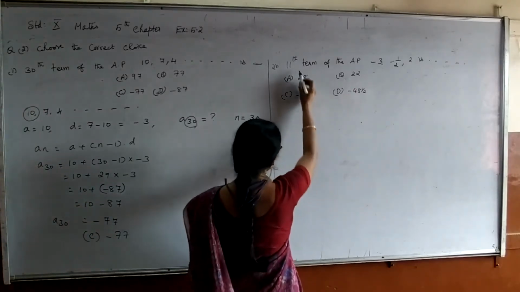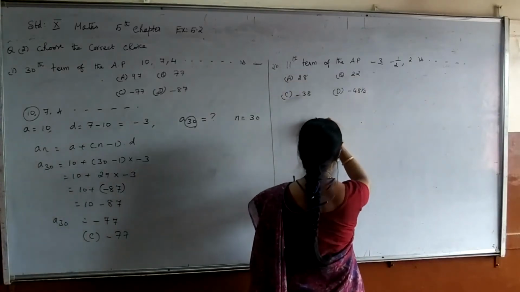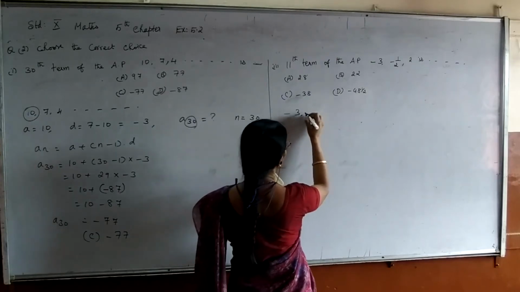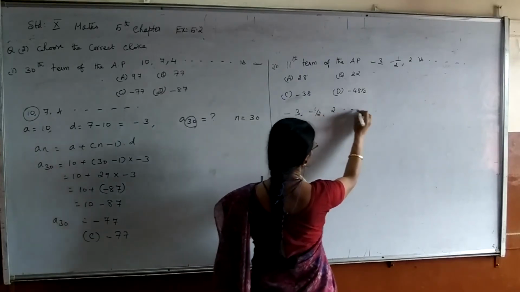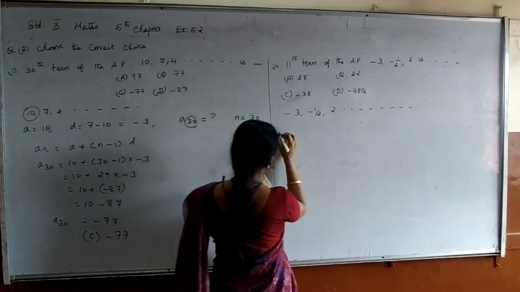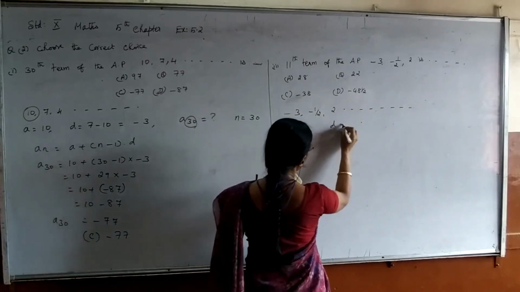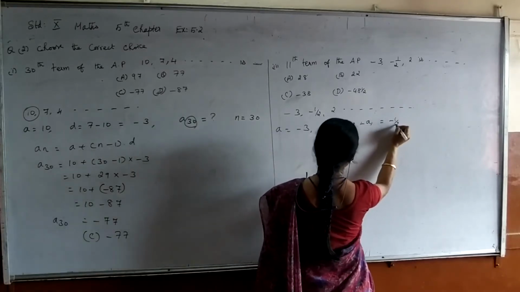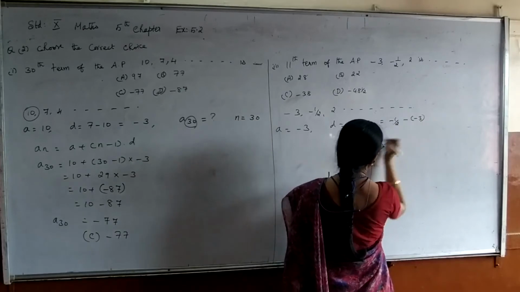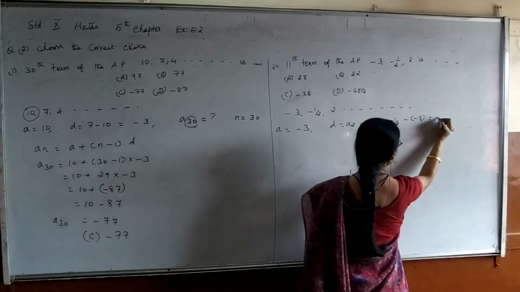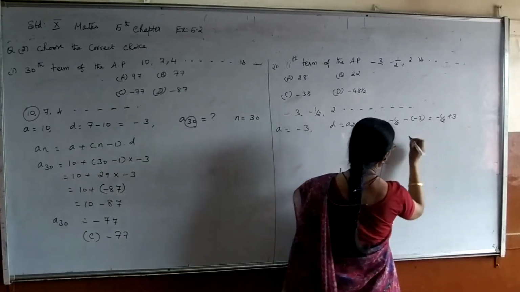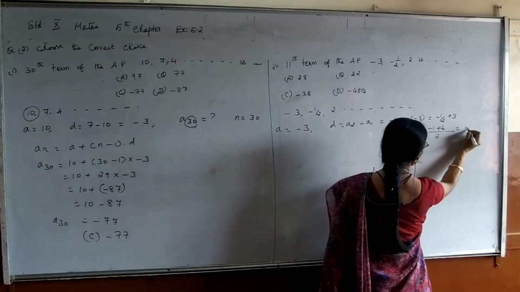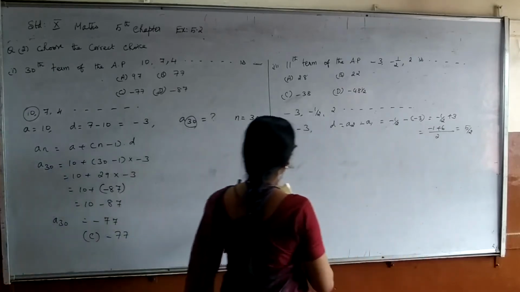In the second sum, 11th term of the arithmetic progression is asked. Identify the sequence 3, minus 3, minus half, 2. The arithmetic progression goes like that. a is equal to minus 3, d is a2 minus a1. a2 is minus half, minus a1, which is minus half plus 3. Taking LCM, we get minus 1 plus 6, which is equal to 5 upon 2.